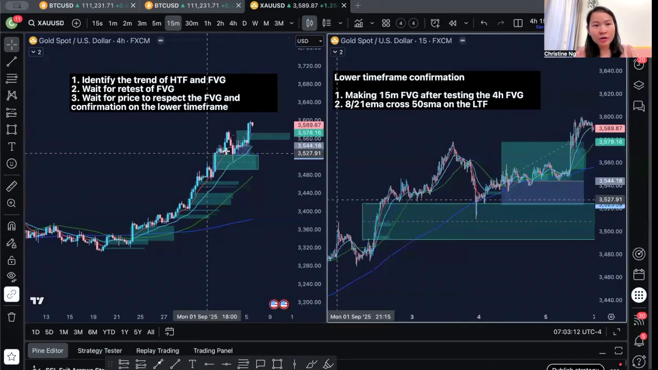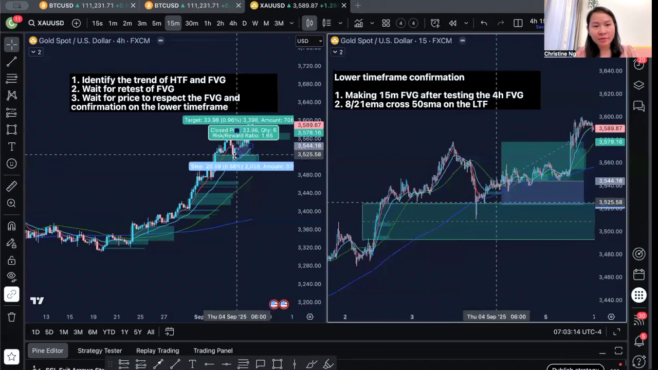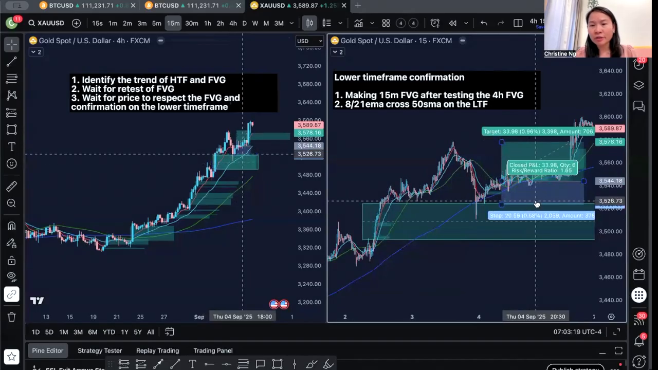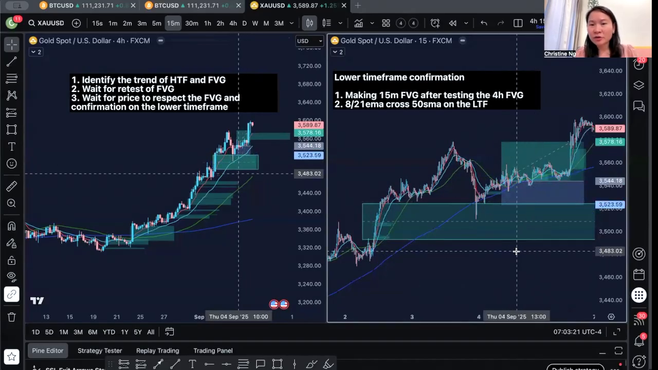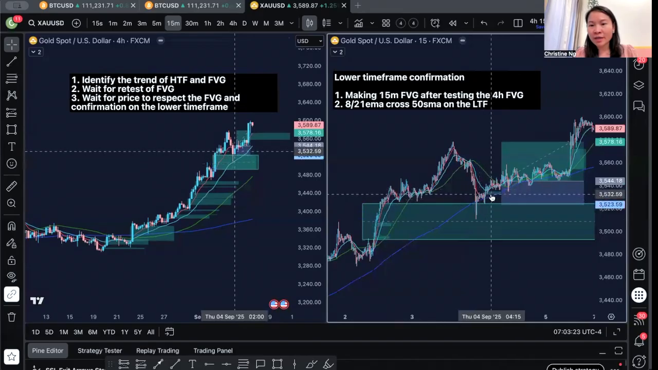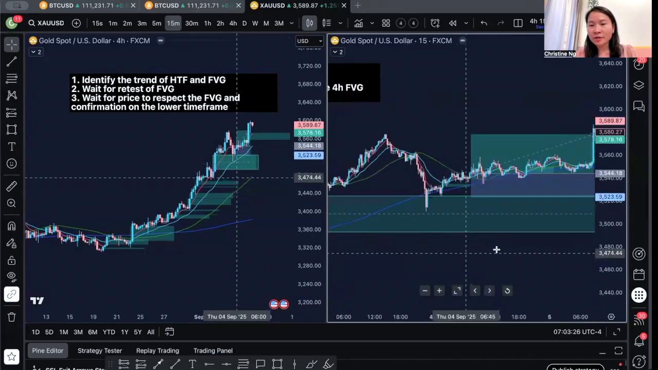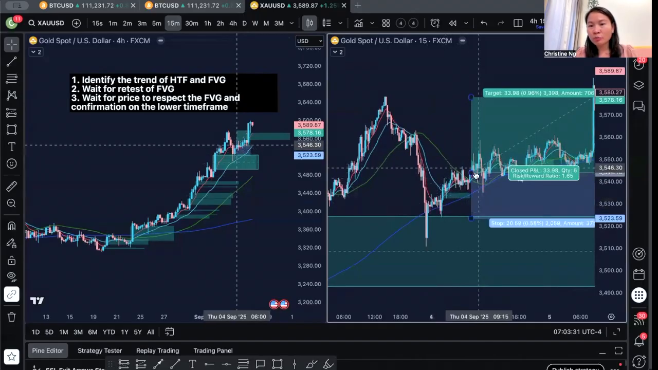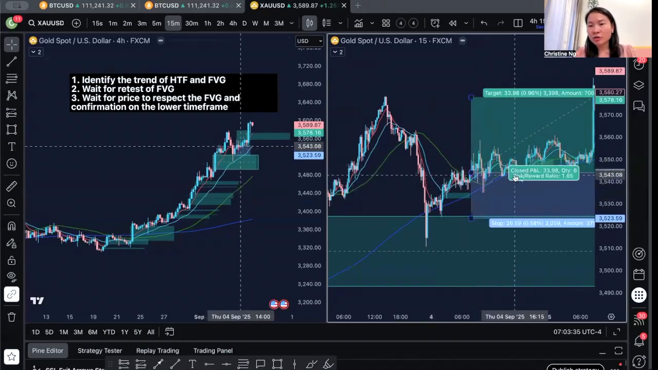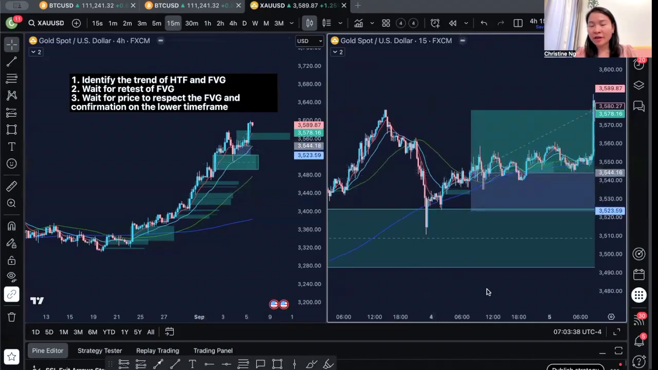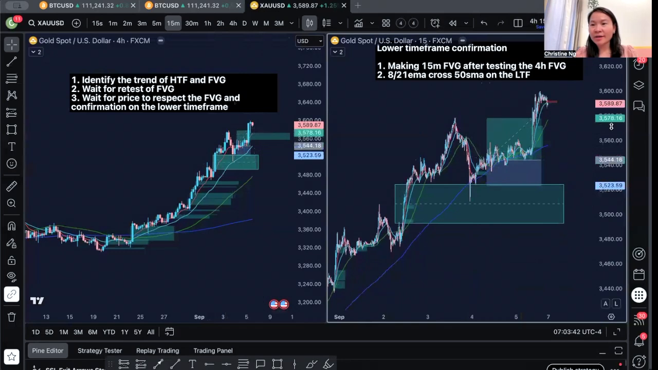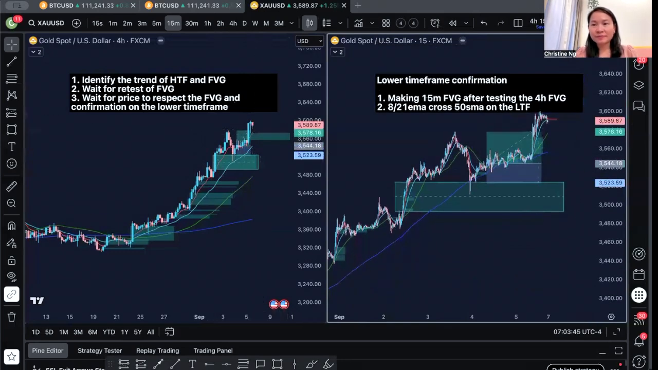And then wait for price to respect this fair value gap here and confirmation on the lower time frame. On the lower time frame, there are 2 ways to identify confirmation. One is to look at price making fair value gaps on the lower time frame, a bullish fair value gap following the higher time frame trend, or the moving averages to cross over: 8 and 21 to cross the 50 on the lower time frame, and that's a safe entry. So this is an example of my strategy.